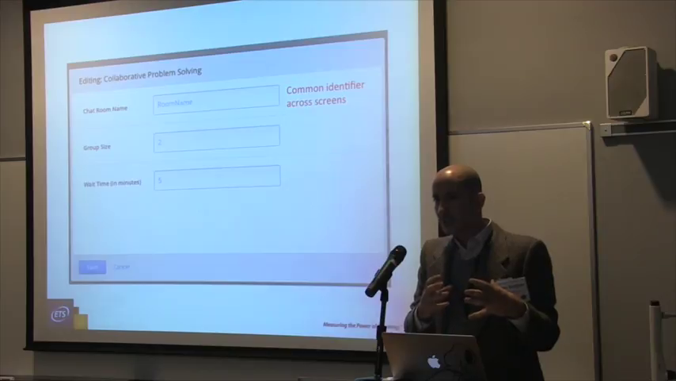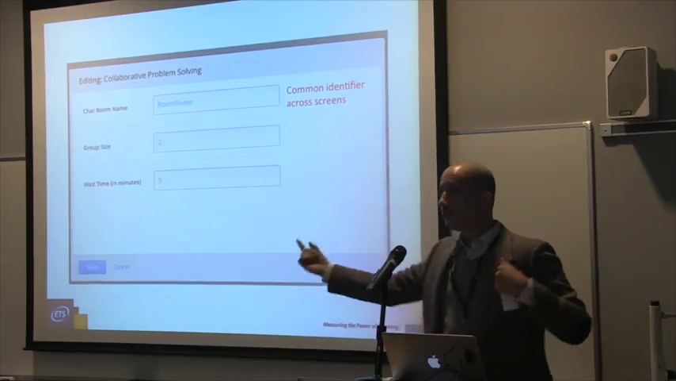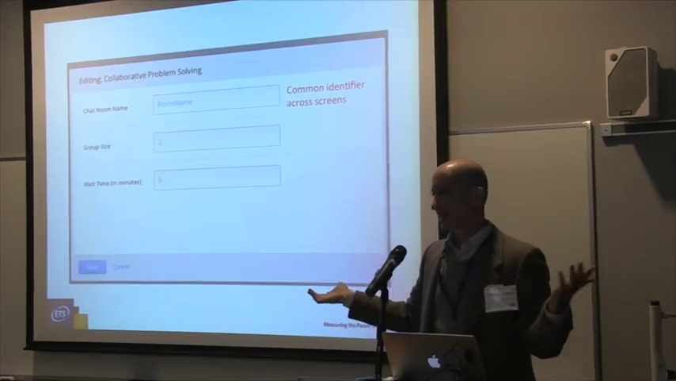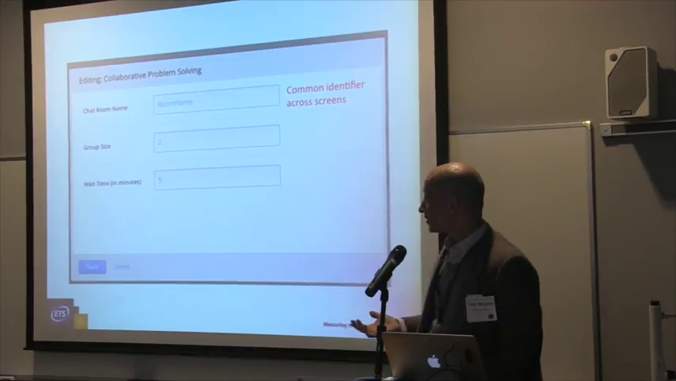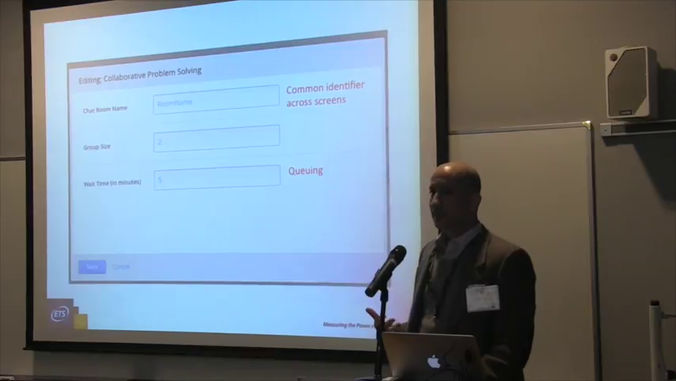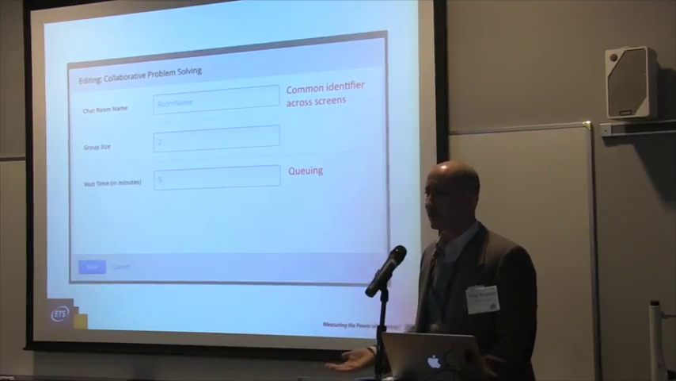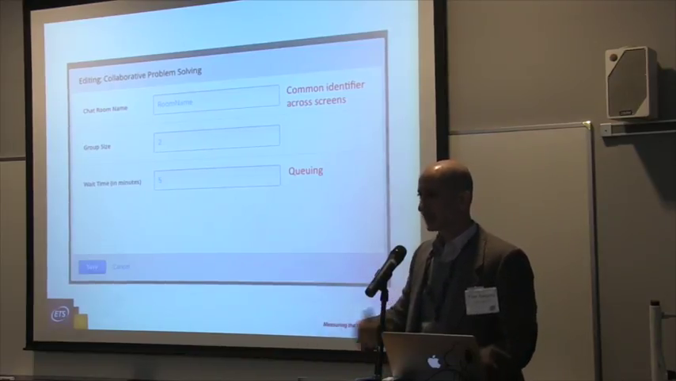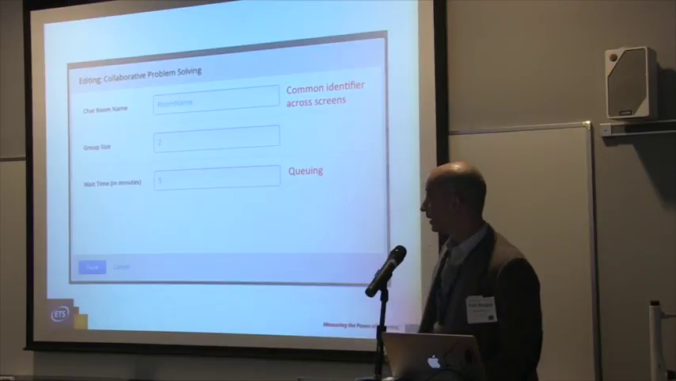Because there's a unique session, I can actually be collaborating with 2 different partners on 2 different projects at the same time. And the others are self-explanatory. There's a group size. And there's a wait time, which has to do with queuing people so that they start the assignment at the same time. If they didn't come into the page at exactly the same time, you might need to synchronize them.